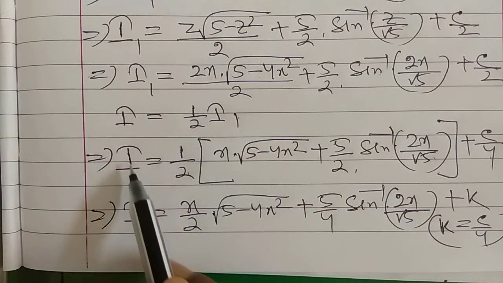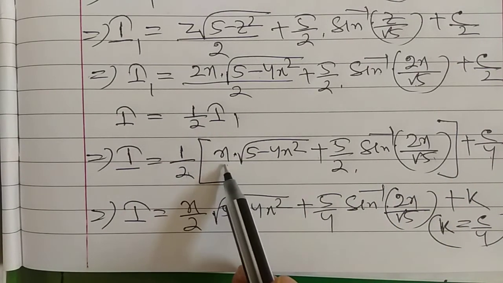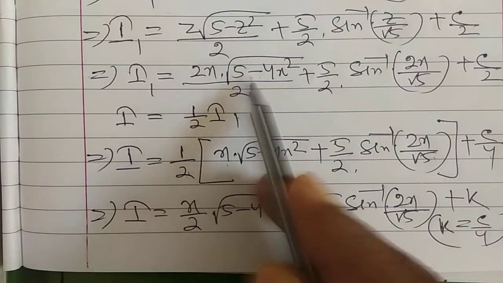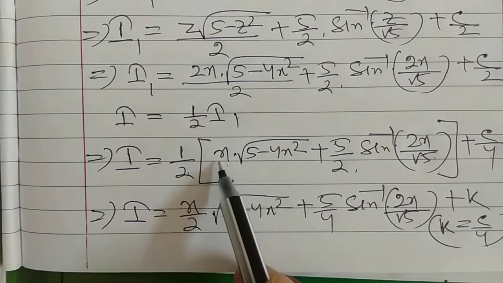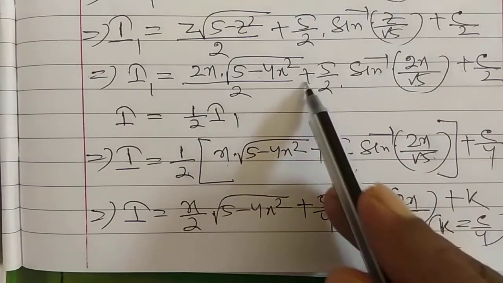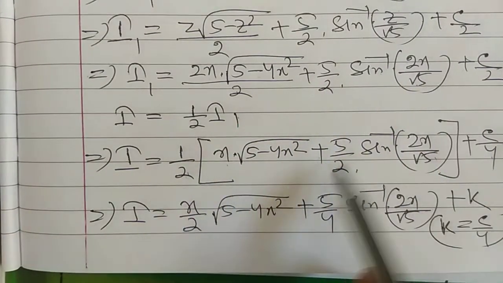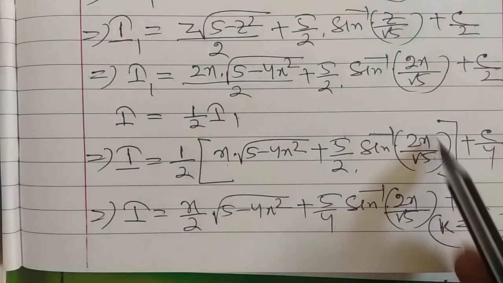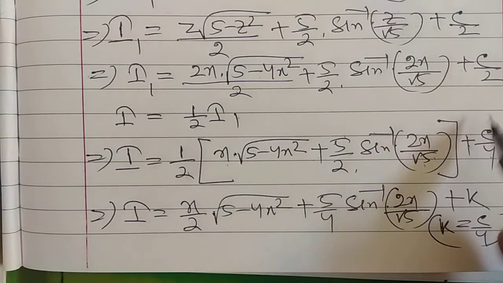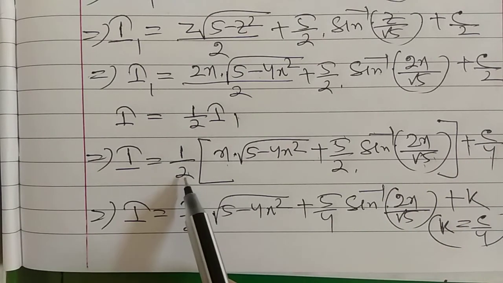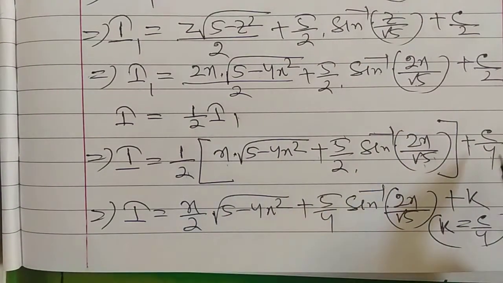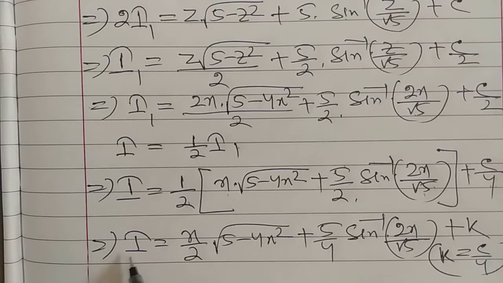Here I is equal to 1 by 2 into, here the 2s cancel. So this is x into root over 5 minus 4x square plus 5 by 2 into sin inverse 2x by root 5 plus c by 4, that is 1 by 2 into c by 2, so this is equal to c by 4. So this implies I is equal to x by 2 into root over 5 minus 4x square plus 5 by 4 sin inverse 2x by root 5 plus k, where k is equal to c by 4.